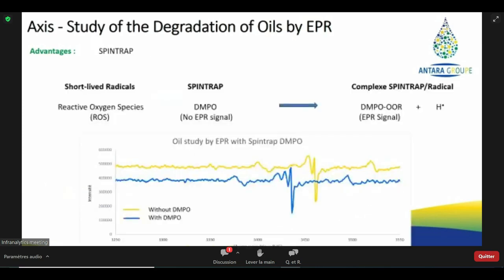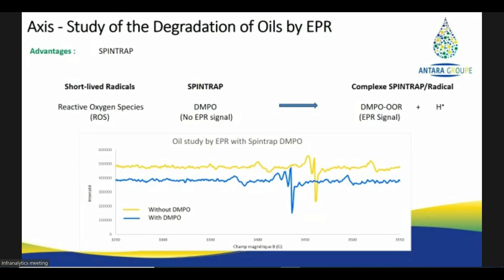Then a third advantage is the spin trap technique. When the oil degrades, you have different types of free radicals which appear. You have the long-lived radicals and you have the short-lived ones. The long-lived radical is fine, because you take your sample, you prepare the sample for the EPR device, and once you do the analysis, because it's a long-lived radical, you can still see it on EPR. For the short-lived ones, it's a bit more tricky, because they disappear very quickly. They are really reactive, so you can't really see them if you do it the same way. So we use the spin trap technique.